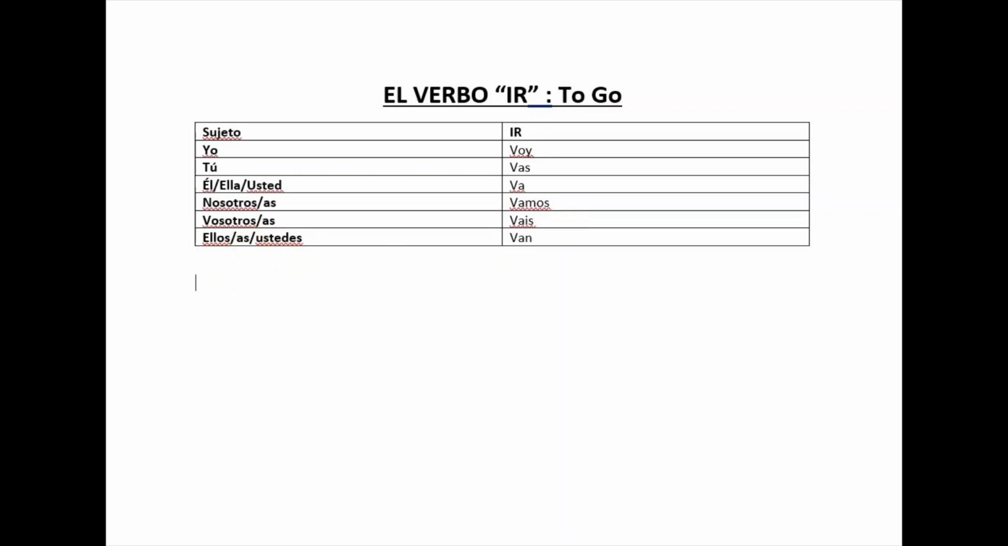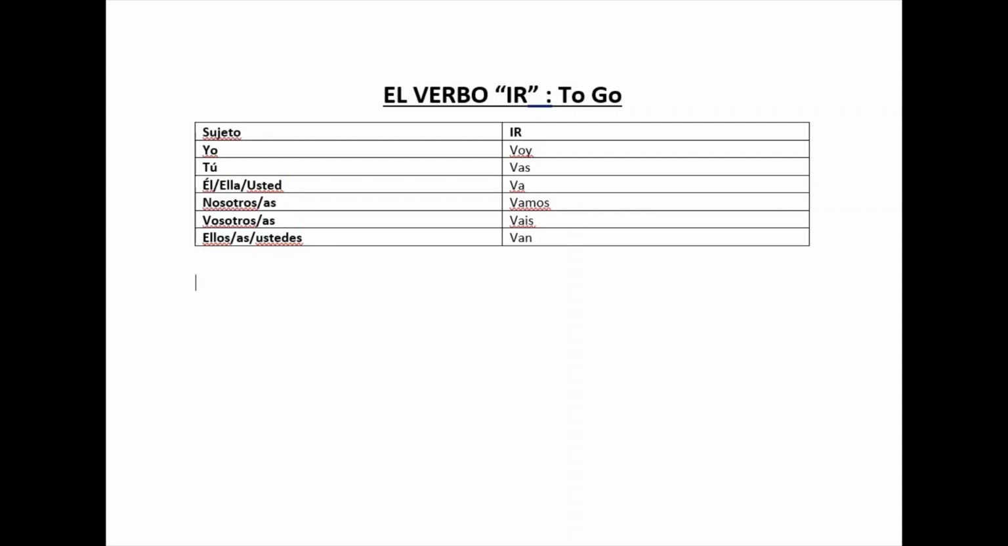So, why is it important? Because this verb to go we use in a lot of different contexts: when we go to different things, when we go to different places, when we use different modes of transport. So, with the verb ir, we need to remember three things. First is, it only takes a certain preposition.